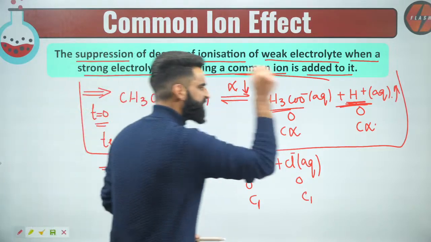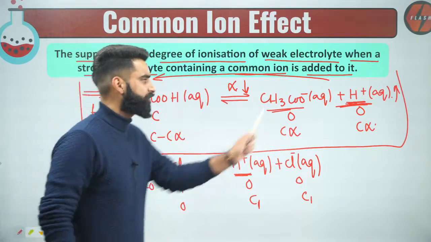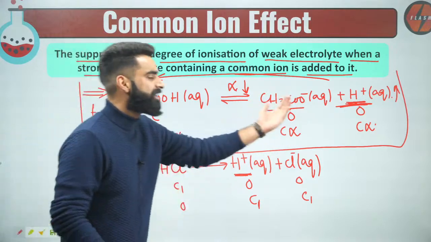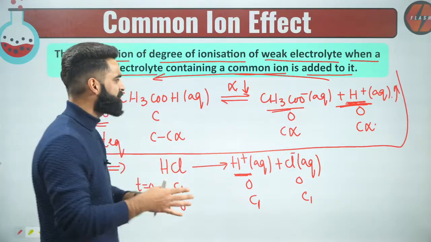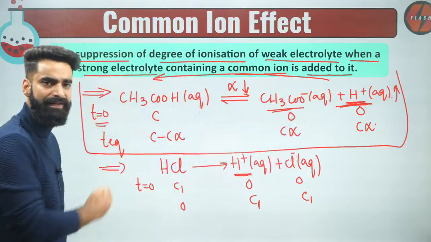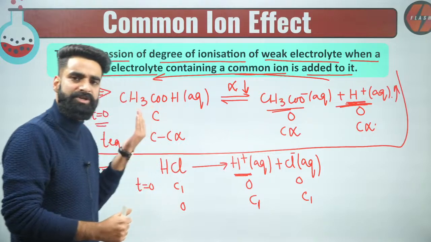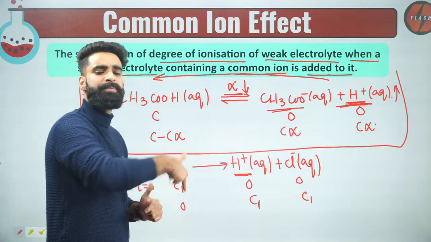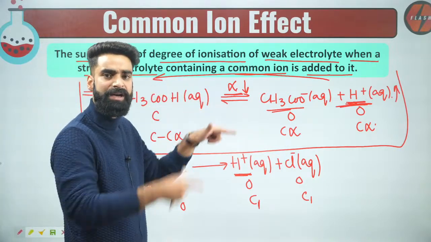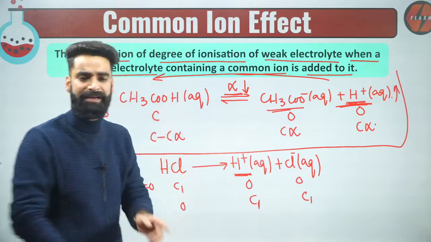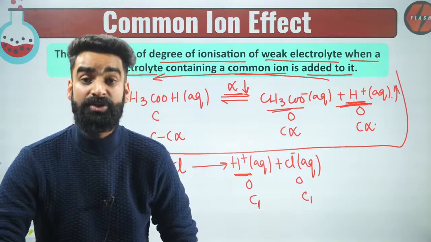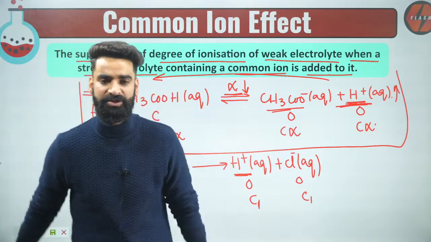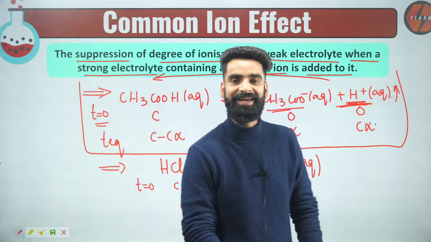So what happened? The H positive concentration increased. The concentration of the common ion increased in the container, and equilibrium will move in such a direction which decreases the H positive concentration. That means the reaction is going to proceed backwards. And when the reaction proceeds in the backward direction, can I say the degree of ionization of this weak electrolyte will decrease? And people, this suppression of the degree of ionization of the weak electrolyte in presence of a strong electrolyte containing a common ion is what we call the common ion effect.